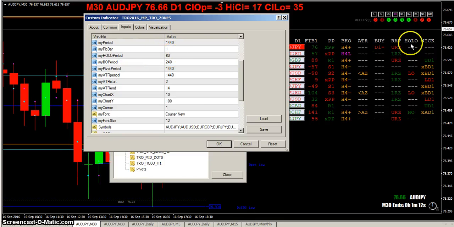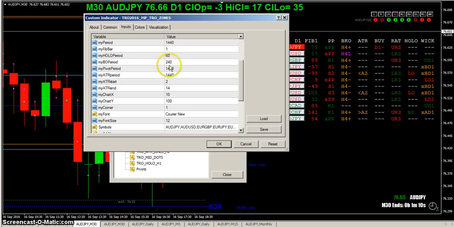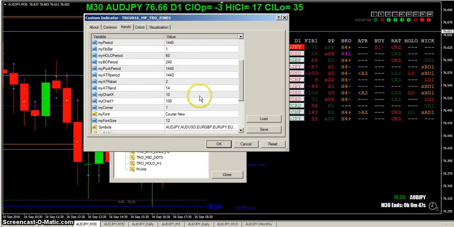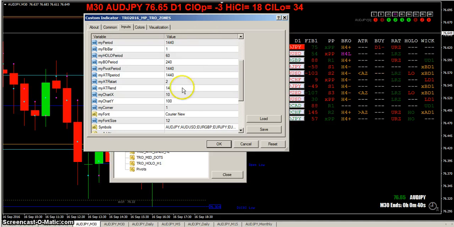Holo period, highest open, lowest open 60. Breakout period here is 4-hour bar. We're going to use the pivots for daily. ATR period's going to be off of daily. We're going to start with ATR 2, loop through ATR 3, 4, 5, dot, dot, dot, to 12, 13, and 14. We will pick out the minimum and the maximum values of the ATR and use those to calculate the ATR zones off the current daily high and low.